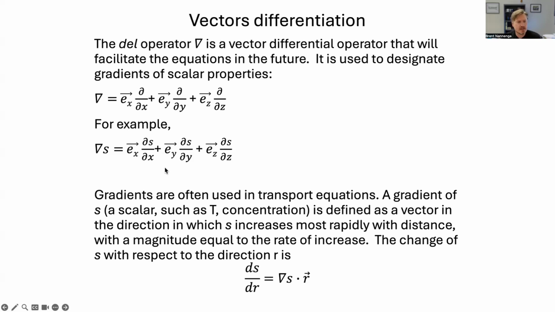Now, in addition to this, we're also going to talk about gradients. Gradients are used a lot in different transport equations. You can imagine scalars such as temperature, which would be important in heat transfer, and concentration, again important in mass transfer. The gradient is defined as a vector in the direction where the temperature, concentration, or scalar increases most rapidly with distance, and its magnitude is equal to the rate of increase. Another way of writing this is that the rate of change of the scalar s with respect to the direction r is the same as the del operator on s dotted with the unit vector in direction r.